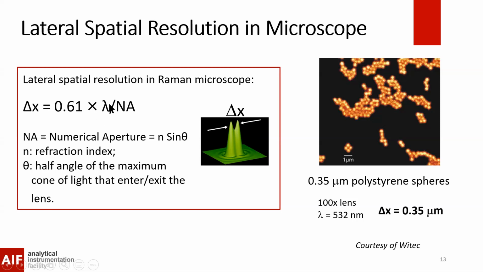If you use a longer laser wavelength, then the lateral spatial resolution tends to be lower. And if you have a higher numerical aperture, that will normally give you a better lateral spatial resolution. So if you're using a 100x optical lens with the laser wavelength at 532 nanometers, we can normally get a lateral spatial resolution of about 350 nanometers.